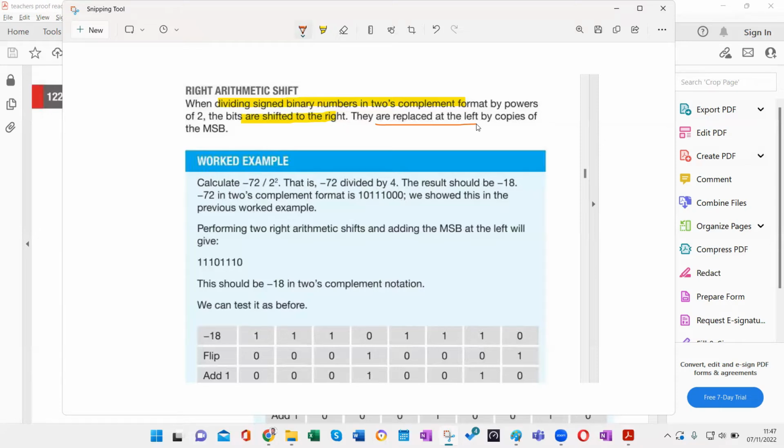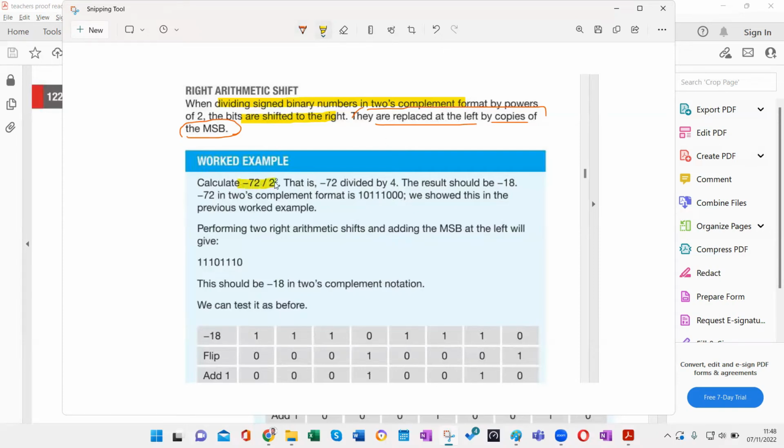But when you do the right arithmetic shift, you are filling these gaps, these empty spaces, with the copies of the most significant bit. That's the thing, right? With the copies of the most significant bit. So if the most significant bit is 1, you're going to fill not zeros, but ones. That's the thing. Okay, so let's look at this example.